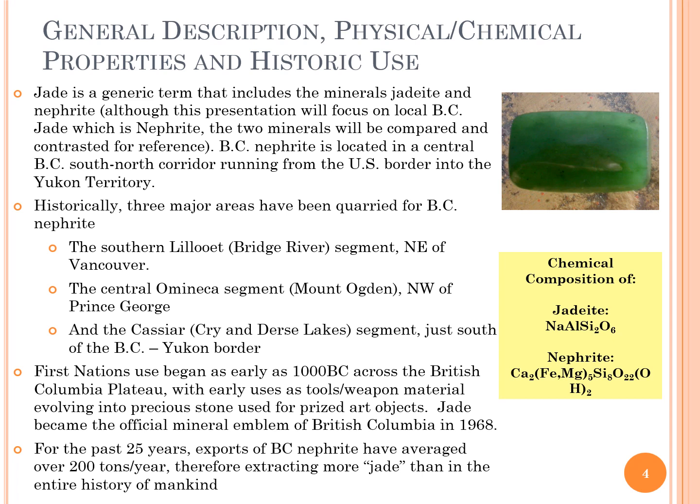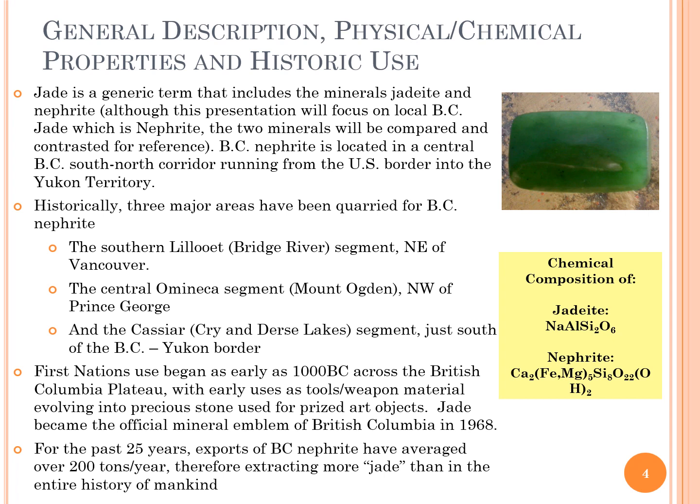BC nephrite is located in central BC and along a north-south corridor running from the U.S. border all the way up to the Yukon Territory. And historically, three major areas have been quarried in BC for nephrite. A southern area, the Bridge River segment northeast of Vancouver, a central area, the Mount Ogden area northwest of Prince George, and finally the Cry and Durst Lake segment just south of the BC-Yukon border.